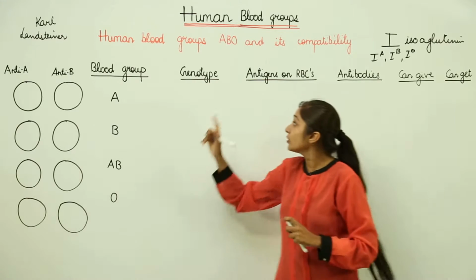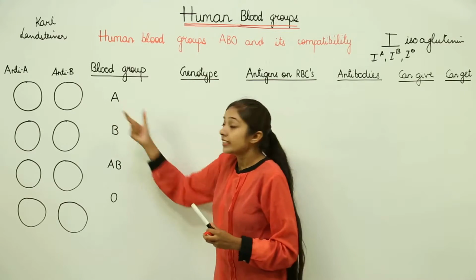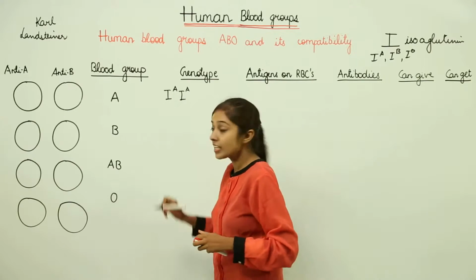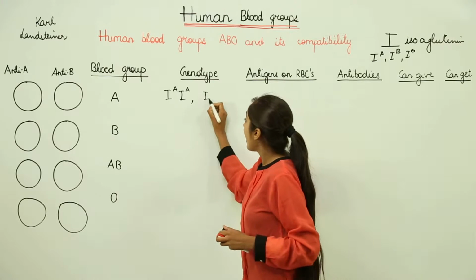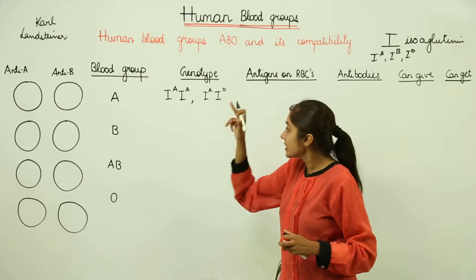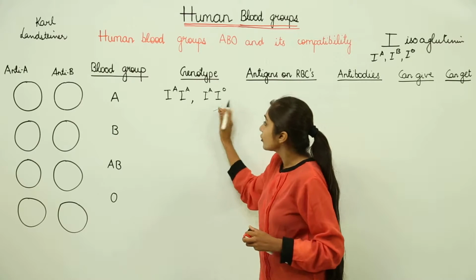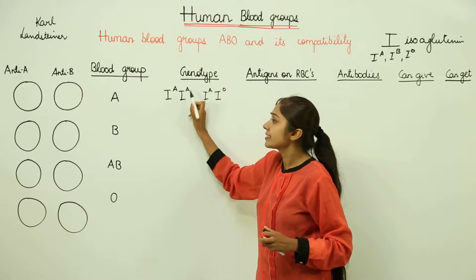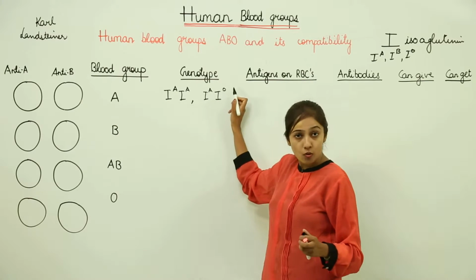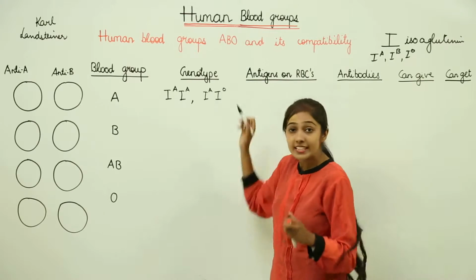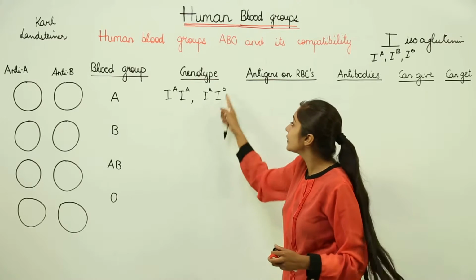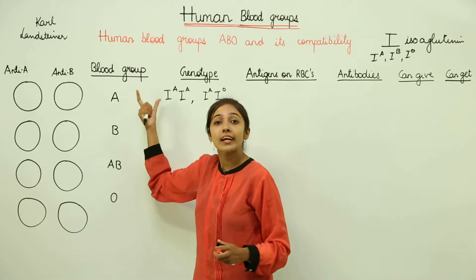So what happens when you talk about the genotype? When you talk about blood group A, then the genotype is going to be IA IA, or it can also be IA IO. Why is it so? Because in the first case you have both IA and IA, then definitely the blood group is going to be A. But in the second case, it is IA IO. IO is the recessive one, it is not going to express. Since we already have a dominant allele here, it is going to express, means the blood group is going to be A.